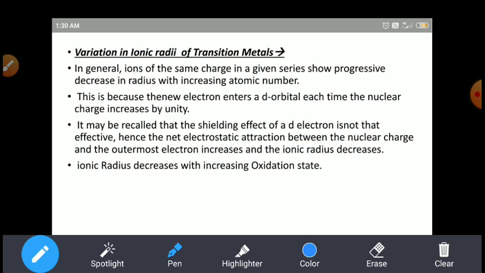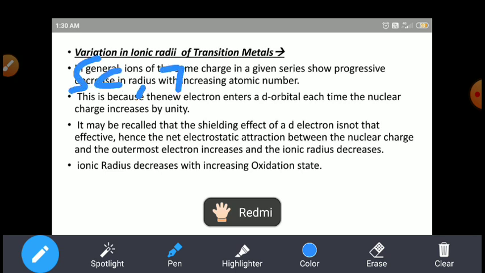So, ionic radius. Students, for ions that have the same charge, there is a progressive decrease in radius as the atomic number increases. Here all the ions are of the metallic species: scandium, titanium, vanadium, chromium, etc., up to zinc.